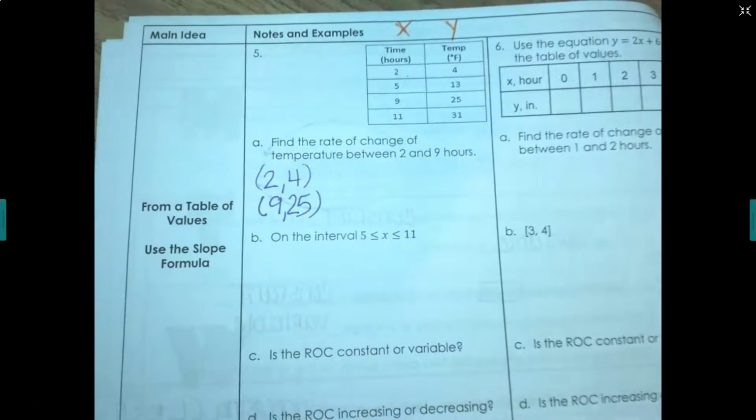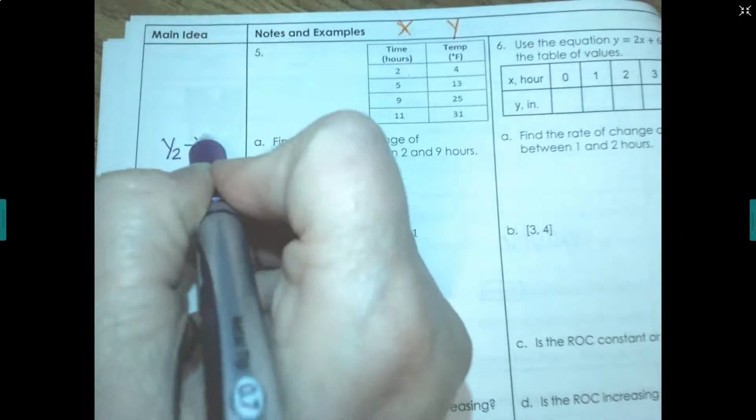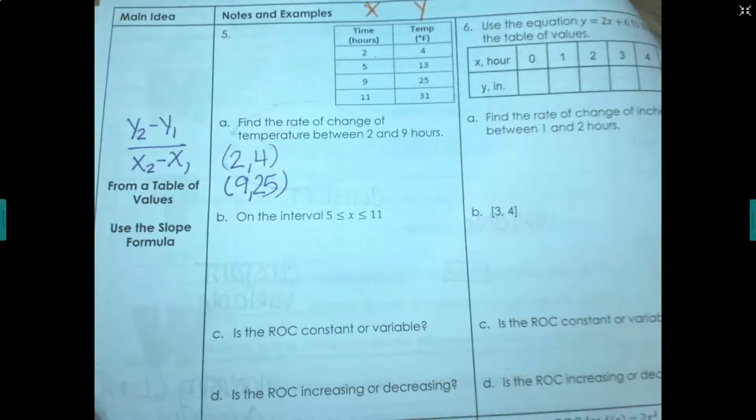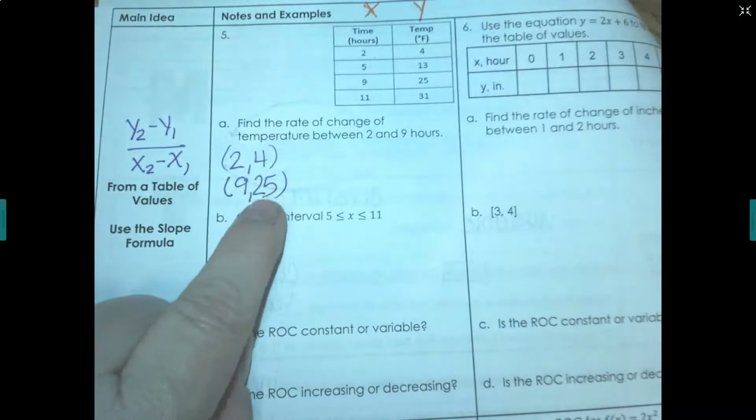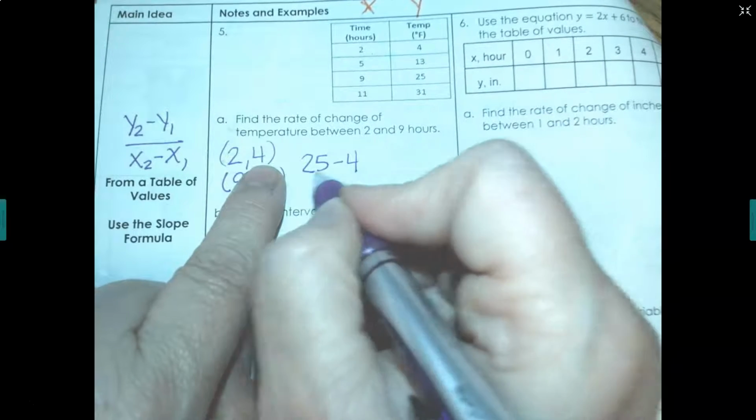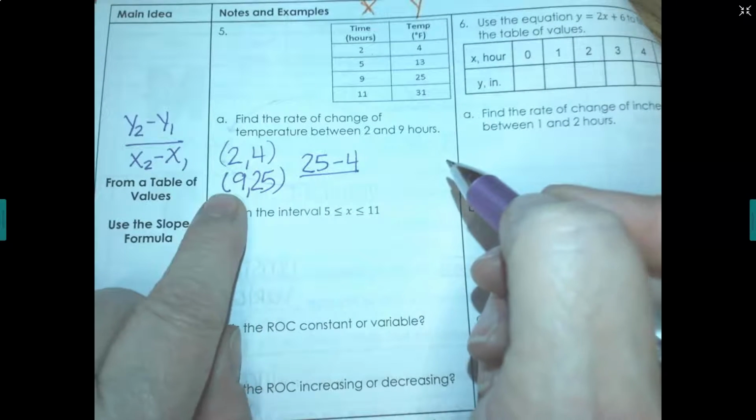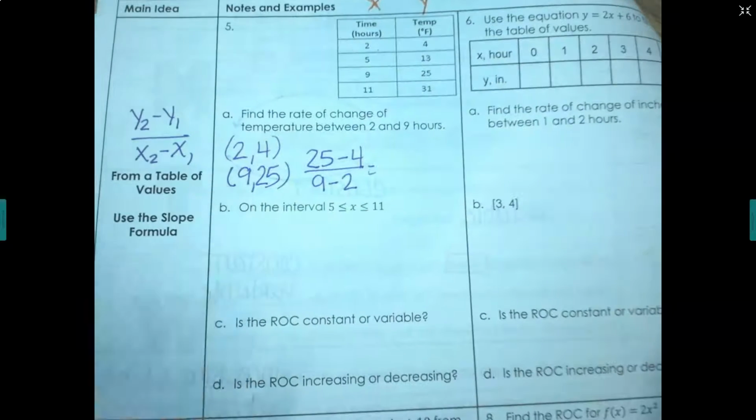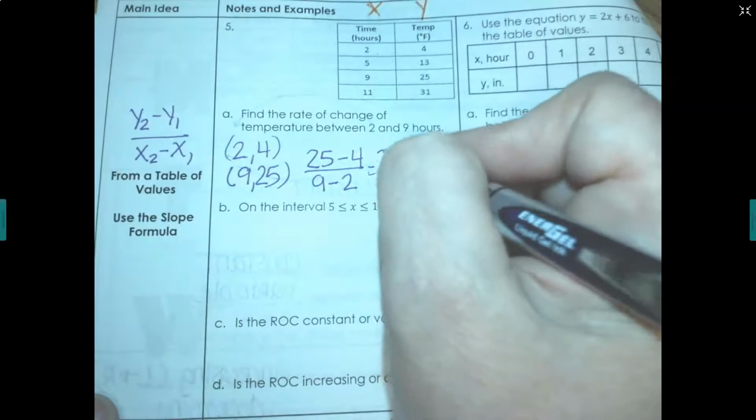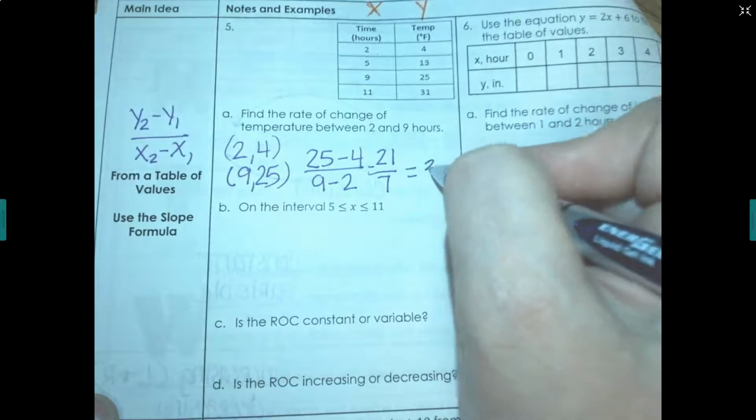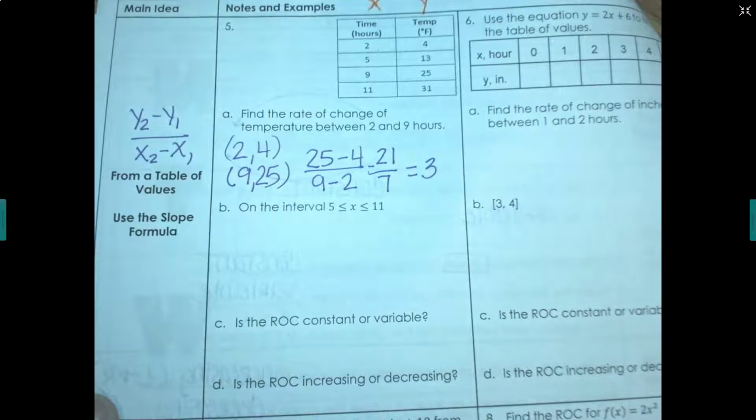Okay, so we're going to use our formula here. y2 minus y1 divided by x2 minus x1. Really, the order in which you subtract does not matter. You just need to always start from the same point. So I'll show you an example. I'm going to say 25 minus 4, y minus y. Now, because I used the 25, I have to start in that same point when I subtract for the x's. 9 minus 2. 25 minus 4 is 21. 9 minus 2 is 7. That's going to give us a rate of change of a positive 3.